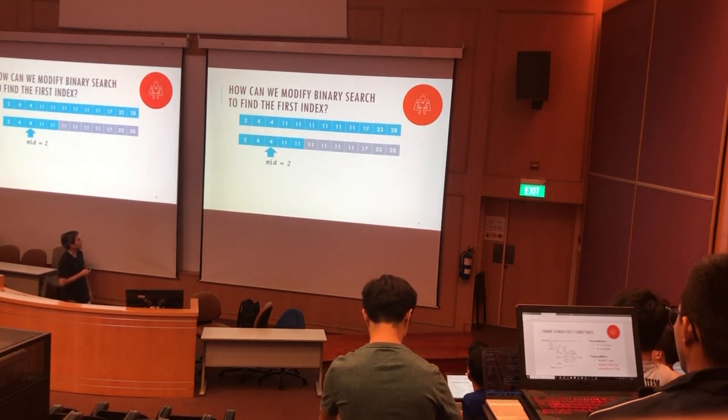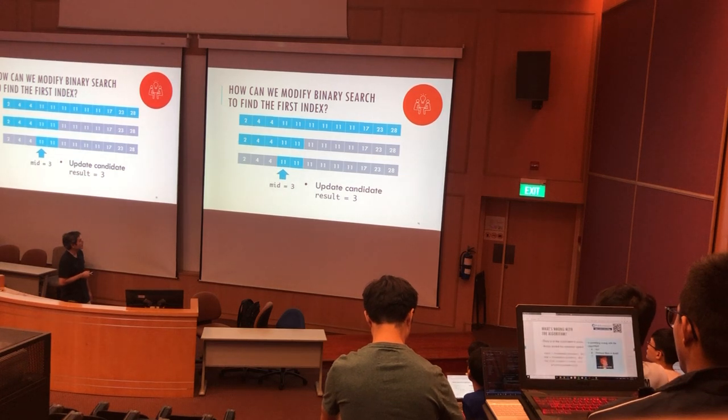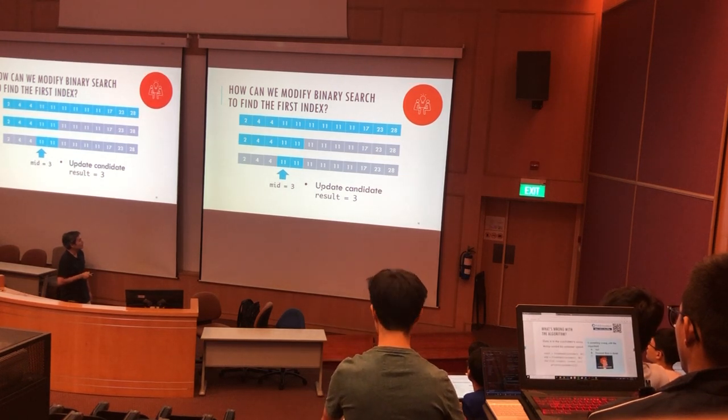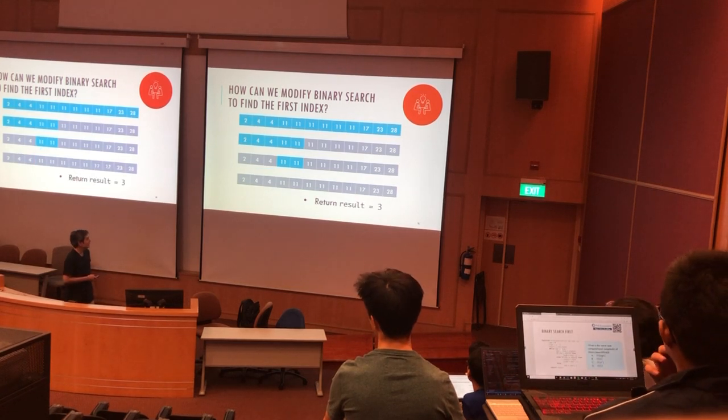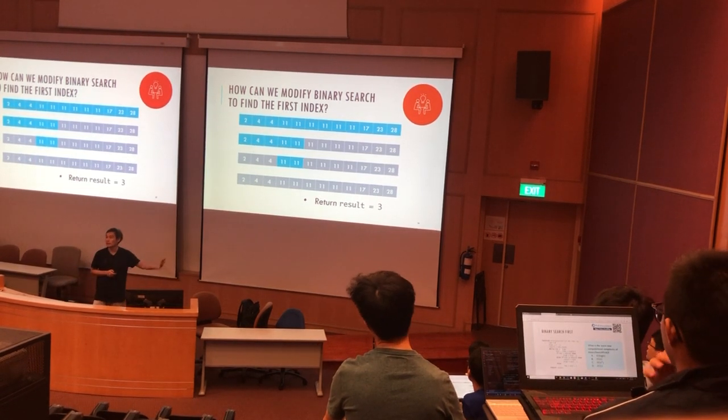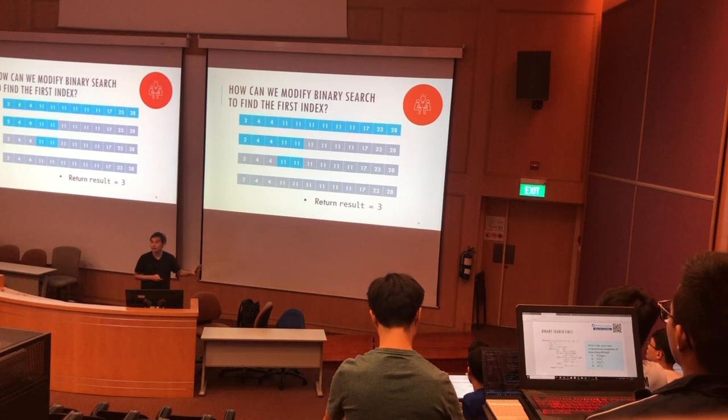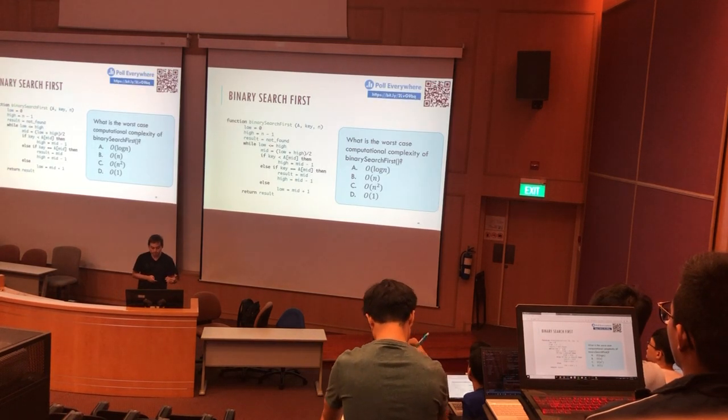Say, okay, this is not it. Let's look again, and this value is 3. We're going to update our candidate result. Say, okay, 3 is less than 5, so that's going to be our updated candidate result. And then you're done. Okay, so you're just using binary search again.